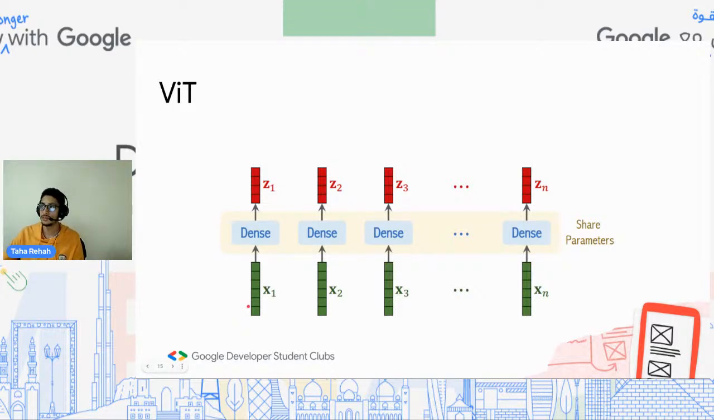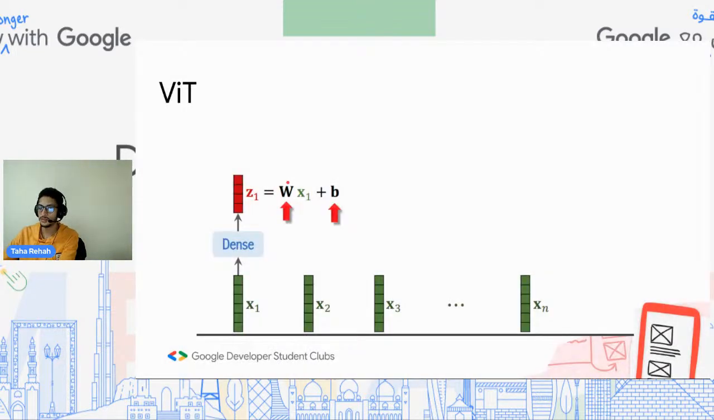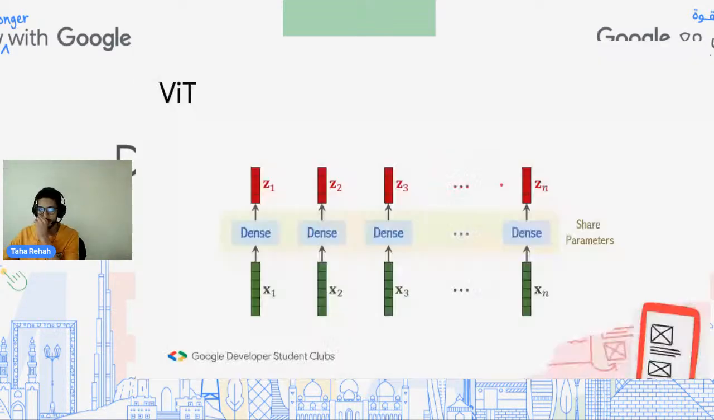This is an important thing in the Vision Transformer: the layer has the same W and B that we saw here. So this W and B are going to be the same for X2 to output Z2, for X3 to output Z3, until we reach Xn with Zn. So this is one of the things we need to take care of while coding the ViT.